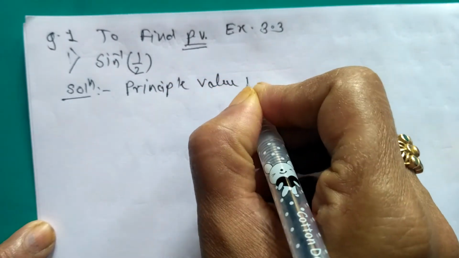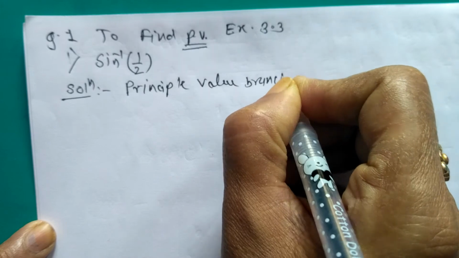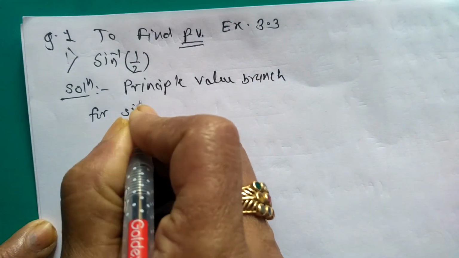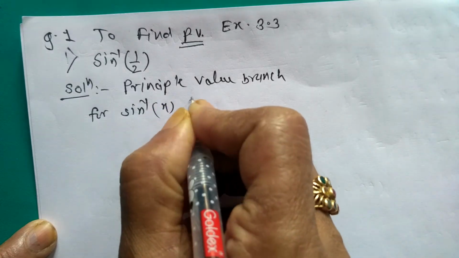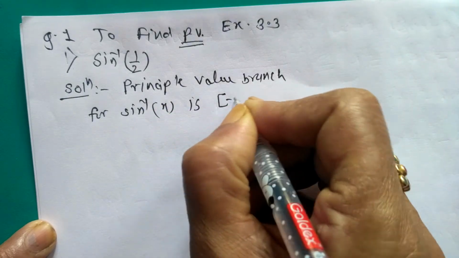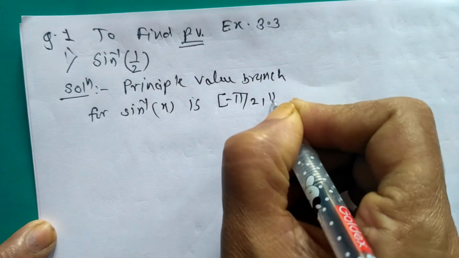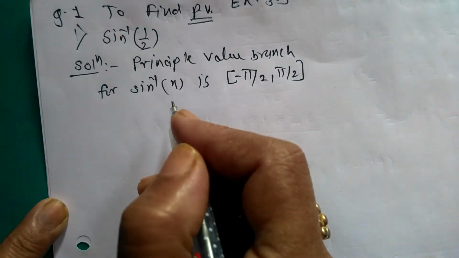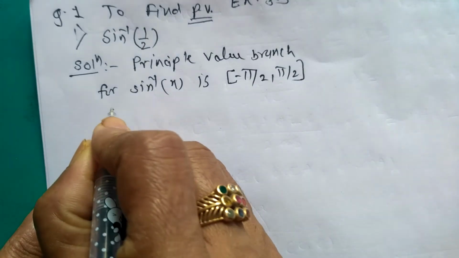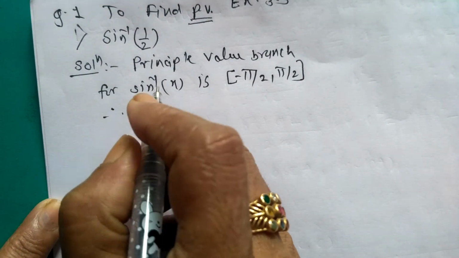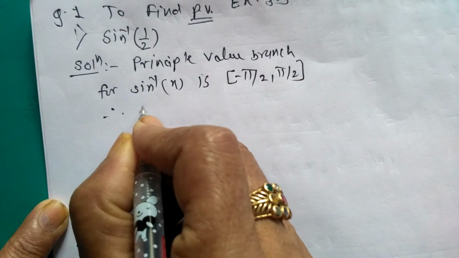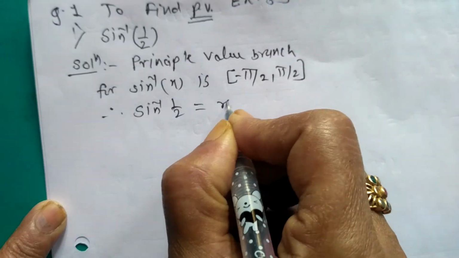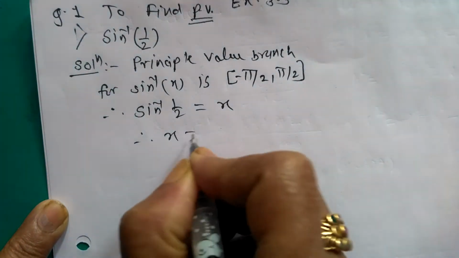For the solution, the principal value branch for the general function sine inverse x is the closed interval minus pi by 2 to pi by 2. By using this branch, the value lies between minus pi by 2 and plus pi by 2. So let sine inverse half be equal to x. What does this imply?